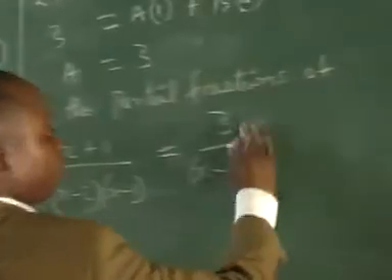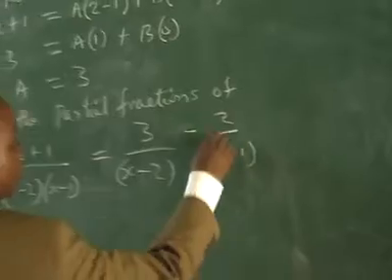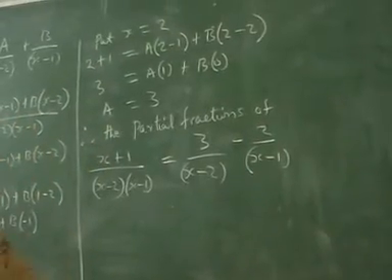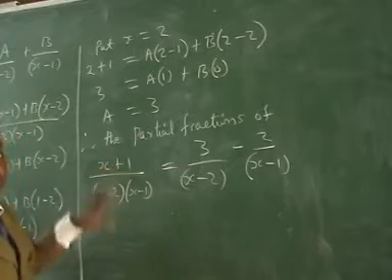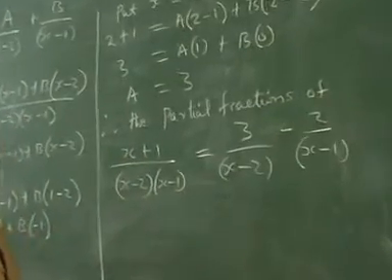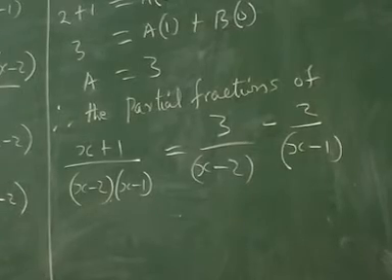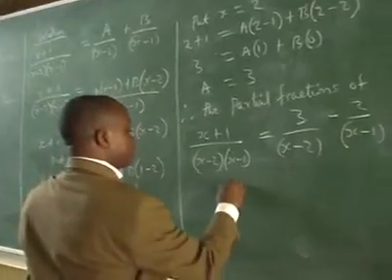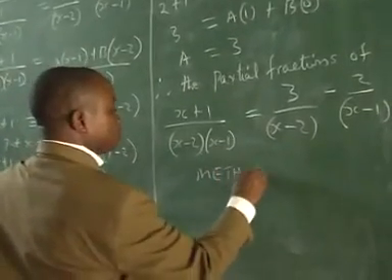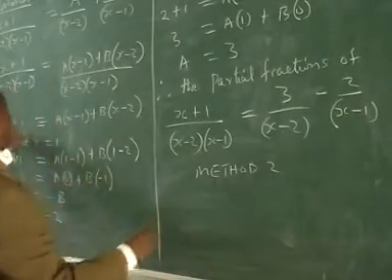Okay, so we have minus 2 all over x minus 1. So this is the partial fraction of this. That is how we can resolve it. But we can also look at it using a comparing coefficients method. There is another method we say comparing coefficients. That is method 2.